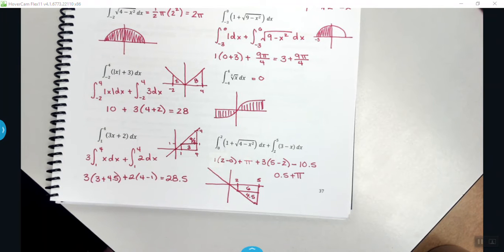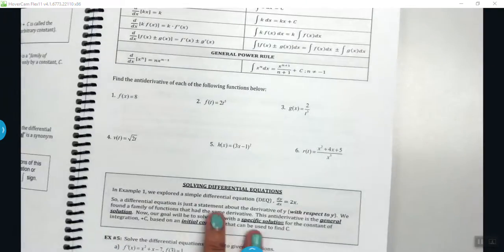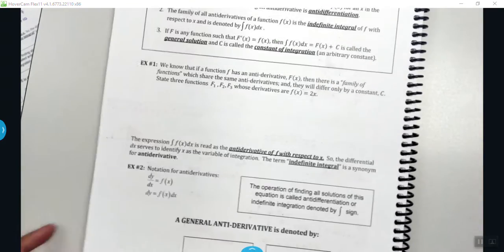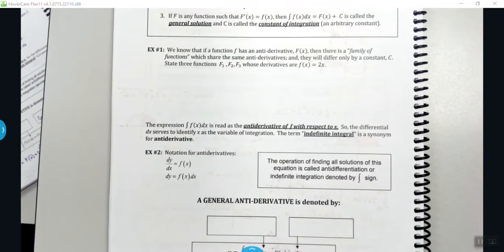Okay, now, let's say we don't have shapes, we just have equations or polynomials. Then what we do is things called antiderivatives. So an antiderivative is where, when you do it, your answer, if you take the derivative of it, will be what your equation was.